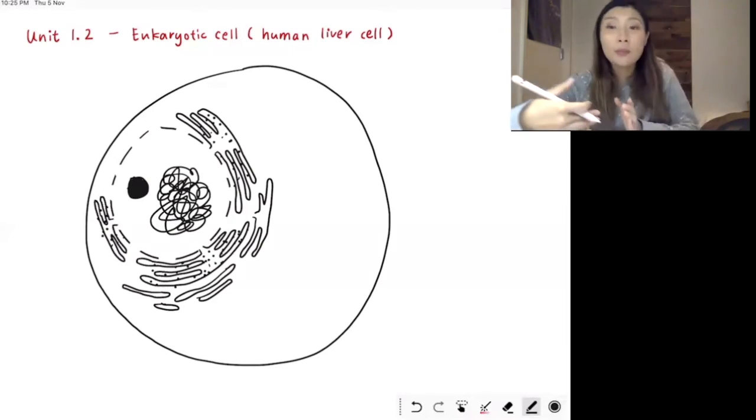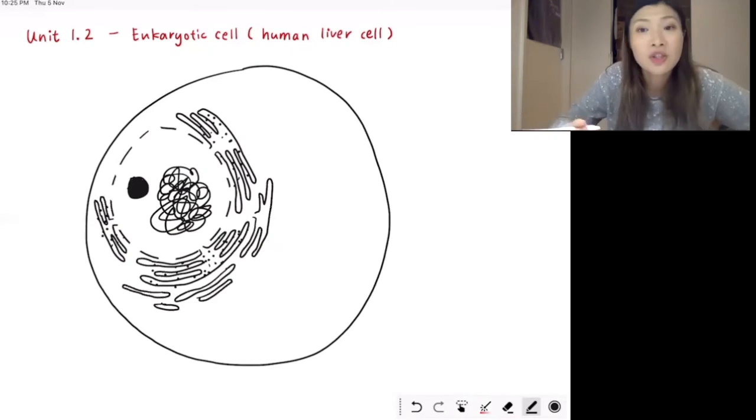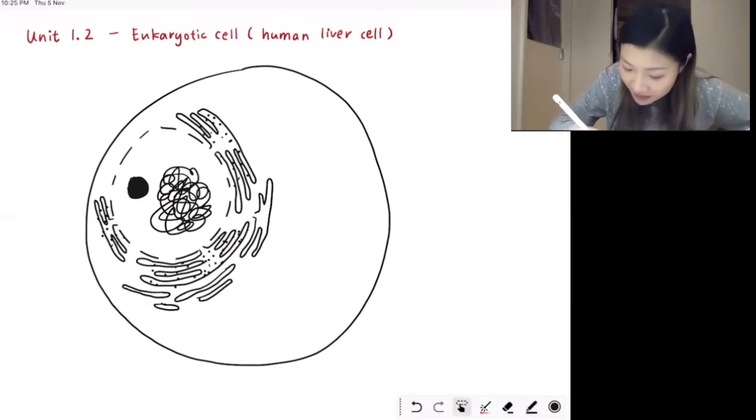Then we can move a little bit further away from the nucleus towards the plasma membrane. Of course, we need machinery to modify and package protein, so polypeptides.